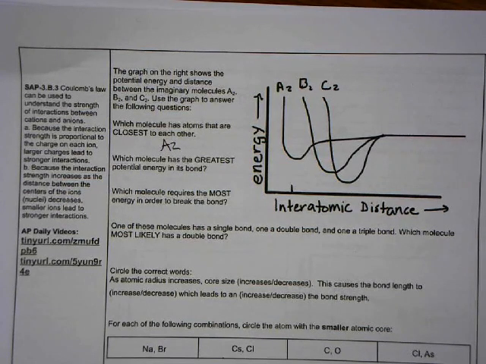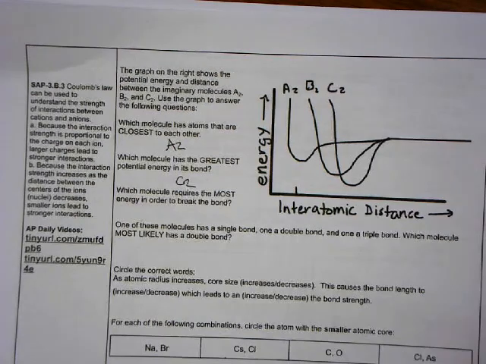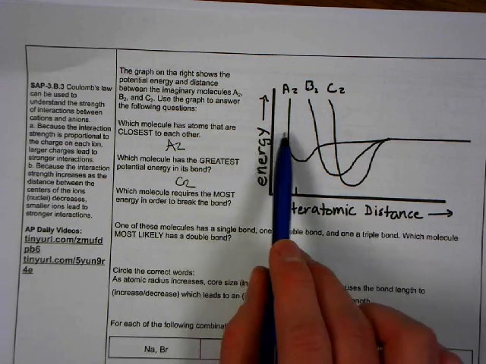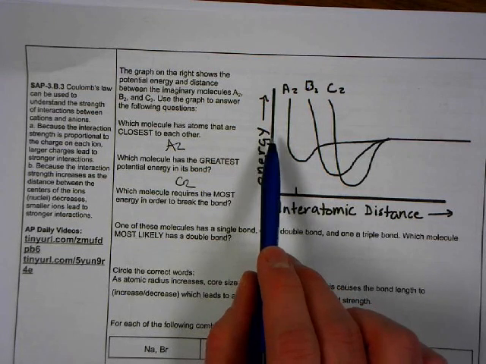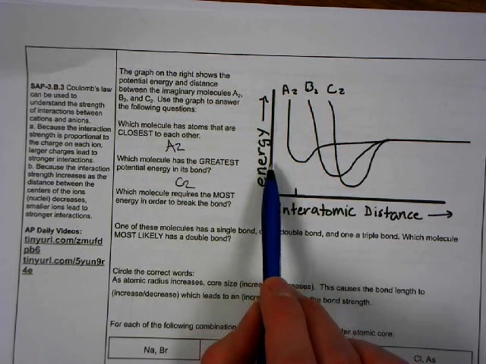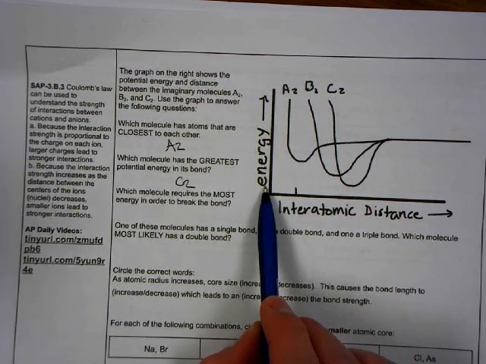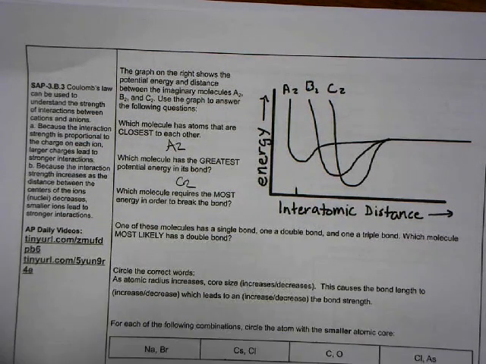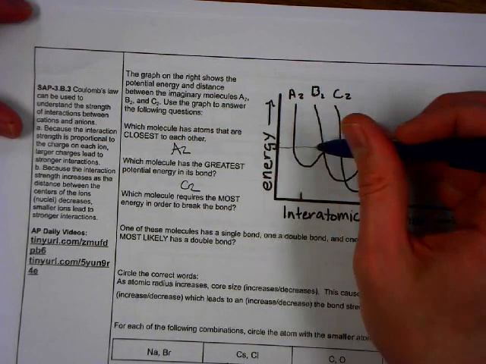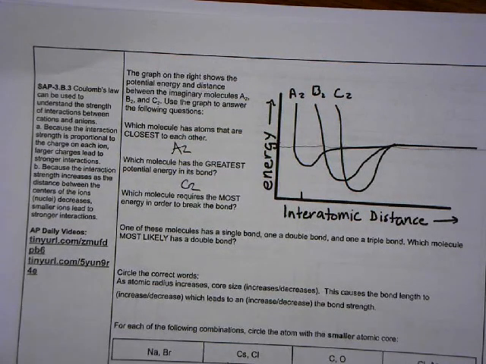Which molecule has the greatest potential energy in its bond? C2. This is just reading the graph. Remember, it's really negative potential energy. So I've got positive and negative, so I've got negative 100, negative 200, negative 300, negative 400, because we're talking about attraction and repulsion. So the farther, this would be like my axis, right? The farther above or below is going to be the greatest energy.